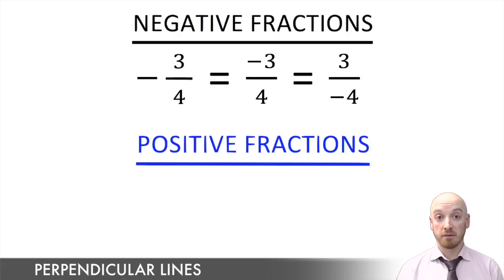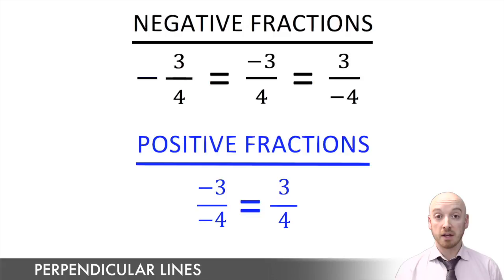Now be careful, it's possible, although rare, that you might have a negative value on top and on bottom of your fraction. If you see two negatives in a fraction, one on top and one on bottom, that actually represents a positive value. Remember, a fraction represents division, and when you have a negative number divided by another negative number, the result is always positive.